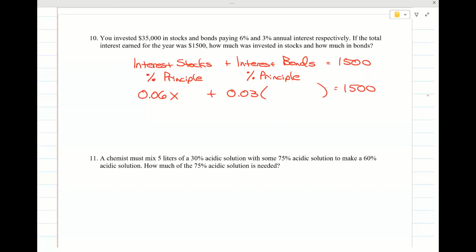So for example, if we had $35,000 and we had $20,000 invested in stocks, the amount left for bonds would be $35,000 minus $20,000, or $15,000. So the way we figure out the amount of principal left for bonds is we do the total minus the amount we spent for stocks. So now we're set up. We can go ahead and solve.